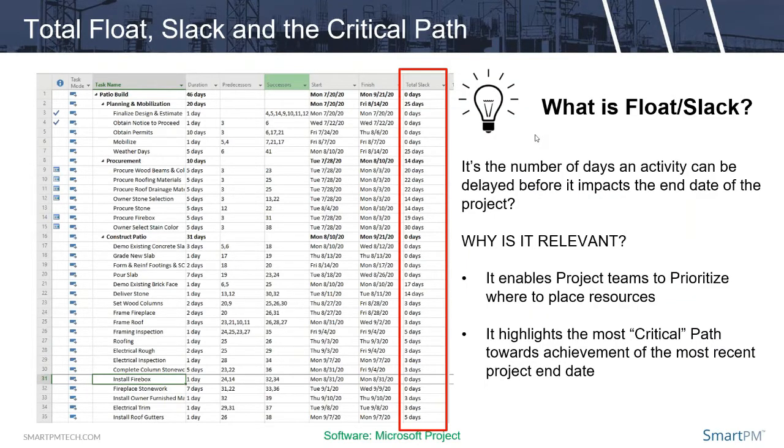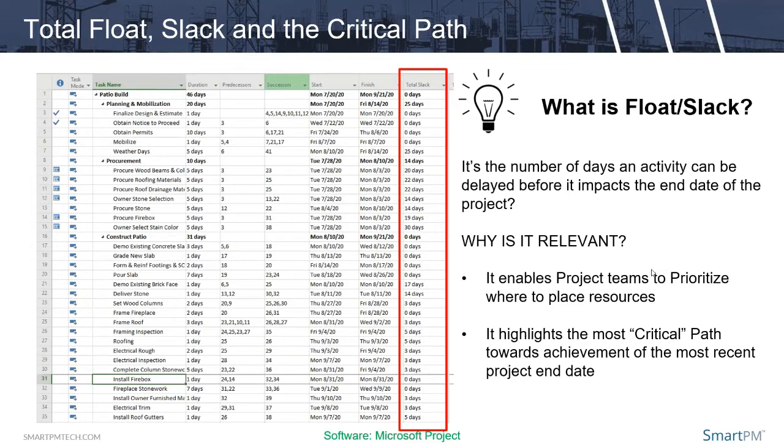But again, I'll talk a little bit more about float. I put a light bulb here because this is probably one of the most important concepts of all CPM scheduling. And the reason is that it gives you the ability to prioritize. Float is basically the number of days that an activity can be delayed before it impacts the end date of the project. Why is it relevant? Well, as I mentioned a couple times, it enables people to prioritize, and it also highlights the most important path of the job, and that's the critical path.